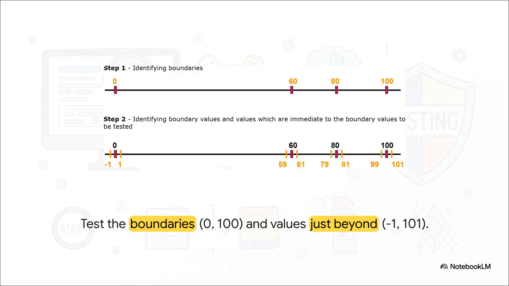Let's say a field accepts a number between 0 and 100. Instead of testing every single number, you just test the boundaries, 0 and 100. And then you test what's right next to them, like -1, 1, 99, and 101. It's a surprisingly simple but super efficient way to catch a ton of common errors.